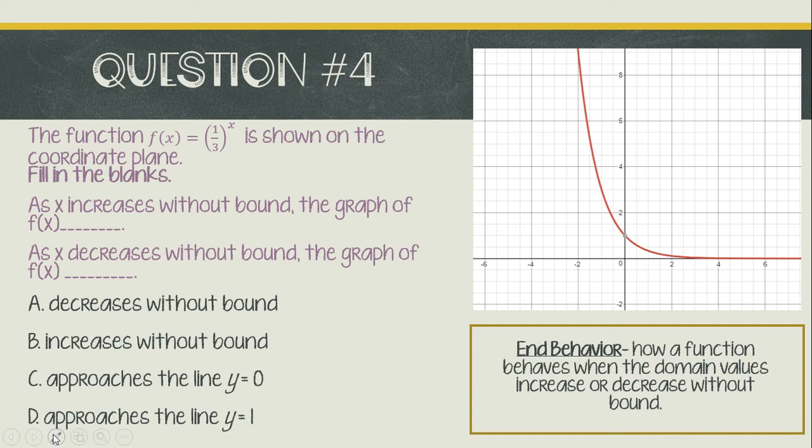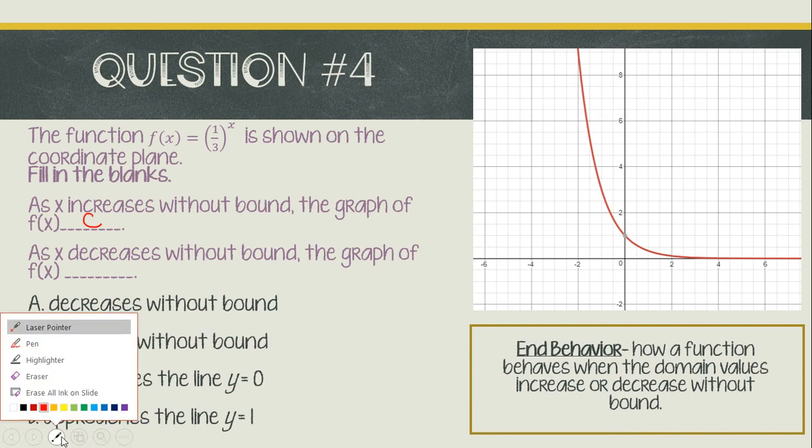So for the top answer, as x increases, the graph of f of x, it's going to be C. It approaches the line y equals 0. Now, for the second part here, it says as x decreases. So as my x values get smaller and smaller, what is happening to my function f of x? Well, if I look here, as my x's are getting smaller, decreasing, my graph is getting larger and larger. It's increasing without bound. So that would be choice B.